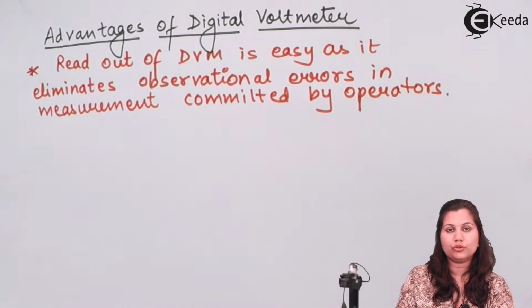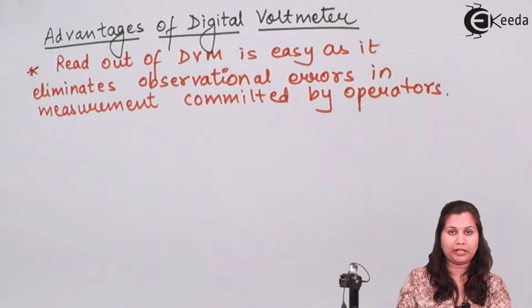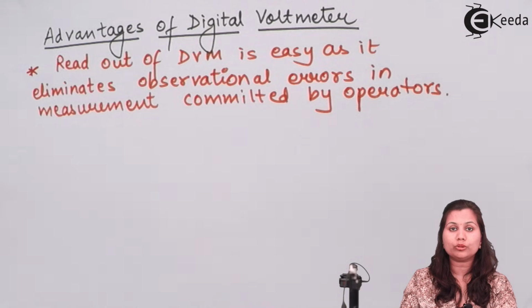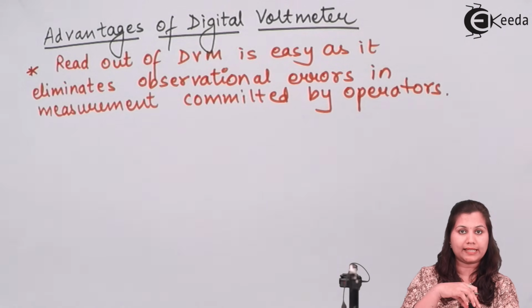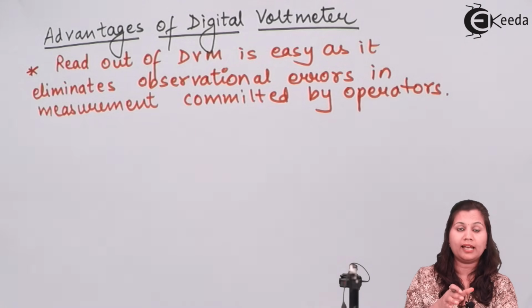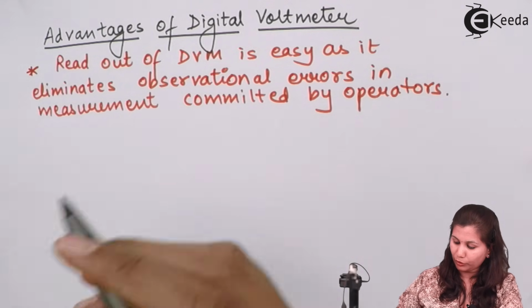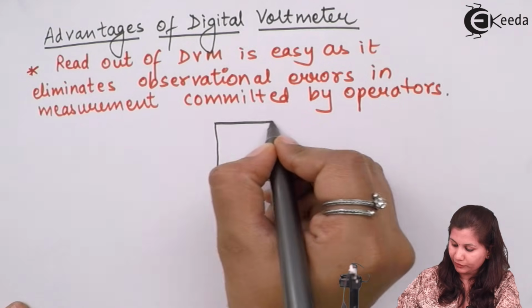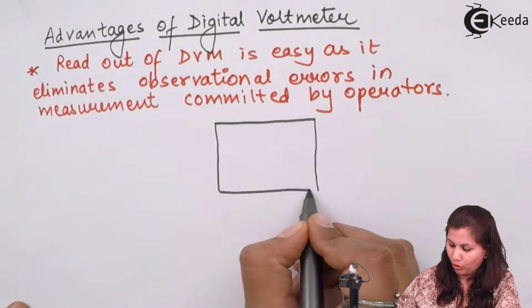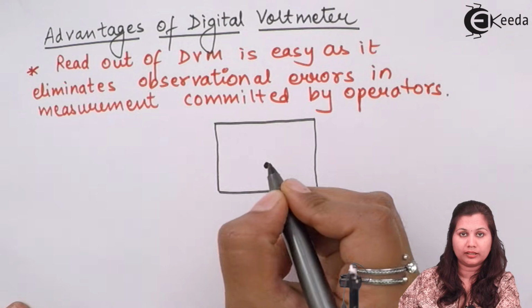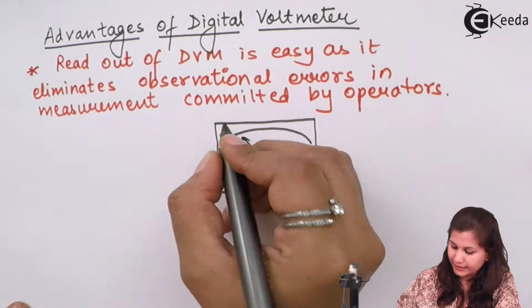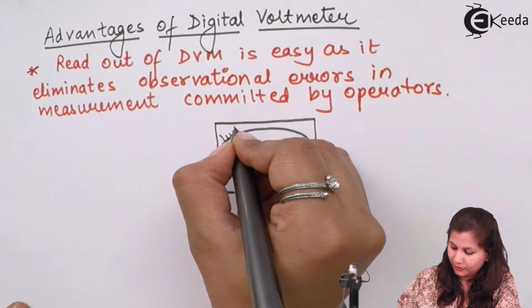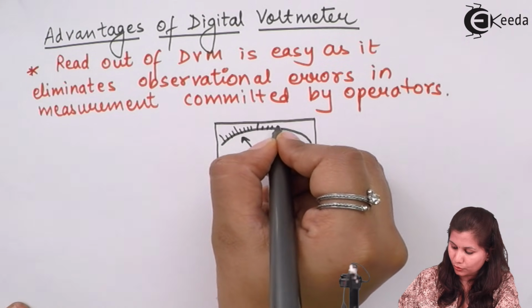When the operators use analog voltmeters for measuring the input voltage, they have to take the readings by reading the calibrated scale, and this scale has many divisions over it. The analog voltmeter looks like a box in which we have a dial and a pointer. This pointer moves over a scale, and the scale has various divisions over it.